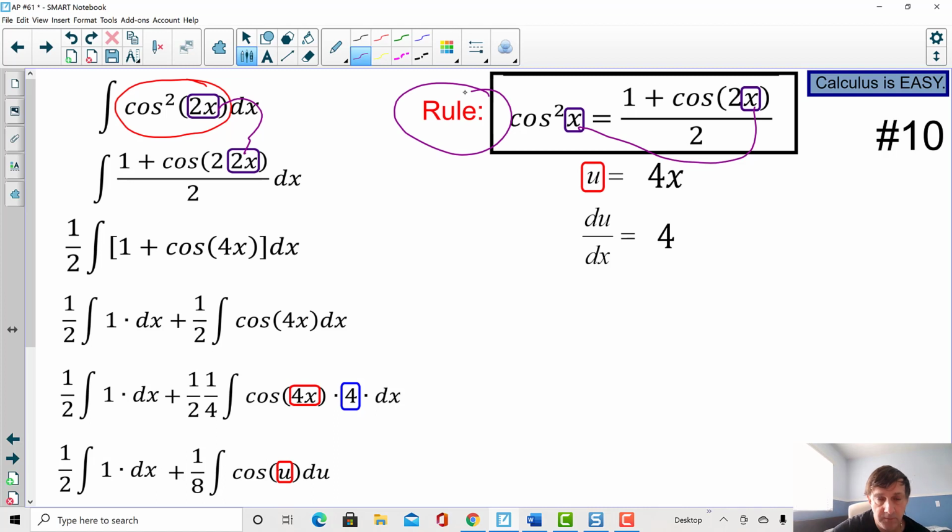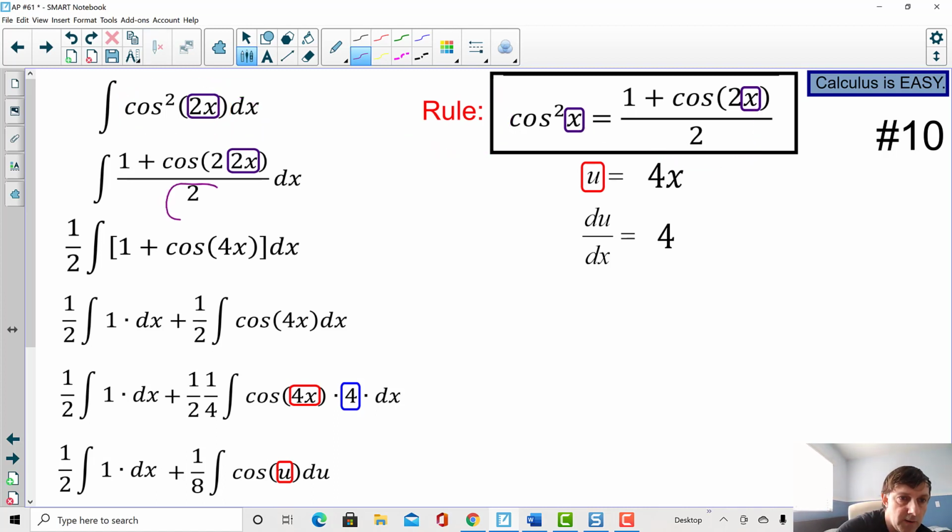After using this rule, the rest of the problem is not too bad. We have a 2 on the bottom, so you can bring it out to the front, and it would become a 1/2 out front. Of course, 2 times 2x becomes 4x. That's the part you got to be really careful about.